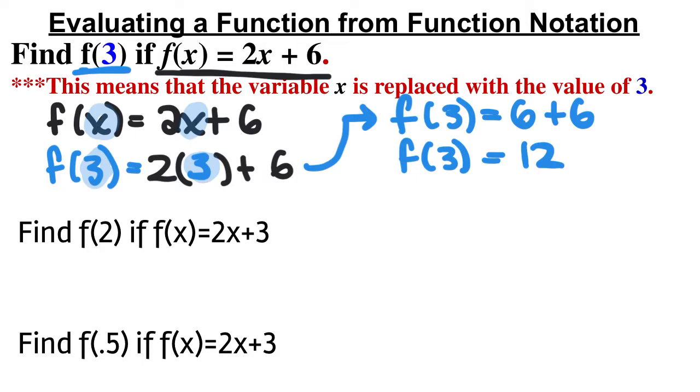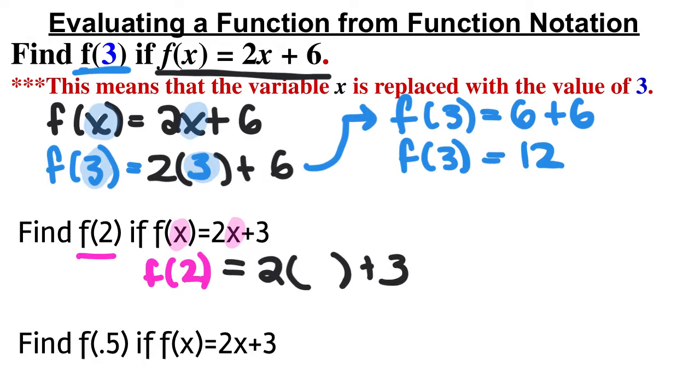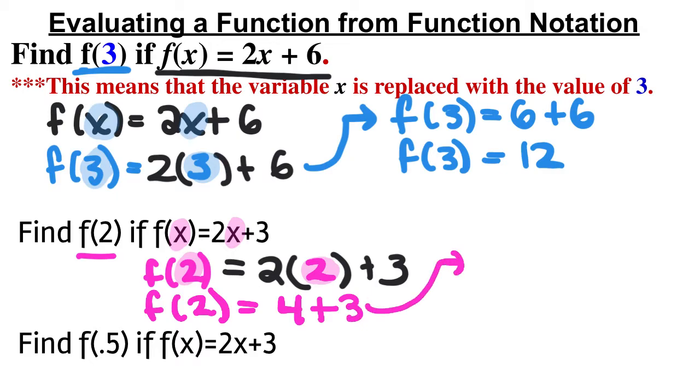For the next one, it says find f of 2 if f of x equals 2x plus 3. Whatever my value of x is, I substitute it here. So if I want to find f of 2 as given, I'm going to rewrite the original problem, but I'm going to substitute this value of 2 in for my x. So it'll be 2 times 2 plus 3. That gives me f of 2 equals 4 plus 3, and when I simplify, f of 2 is equal to 7.